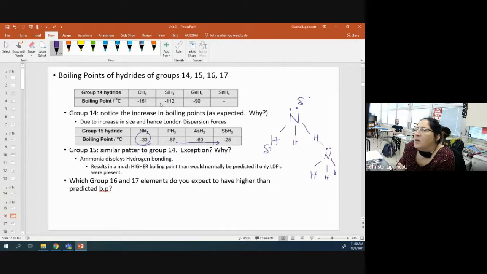Okay? If we take this out, and instead of having nitrogen here, it's going to have the same structure with the phosphorus, but this isn't going to be as great. Why? There's no hydrogen bonding here.